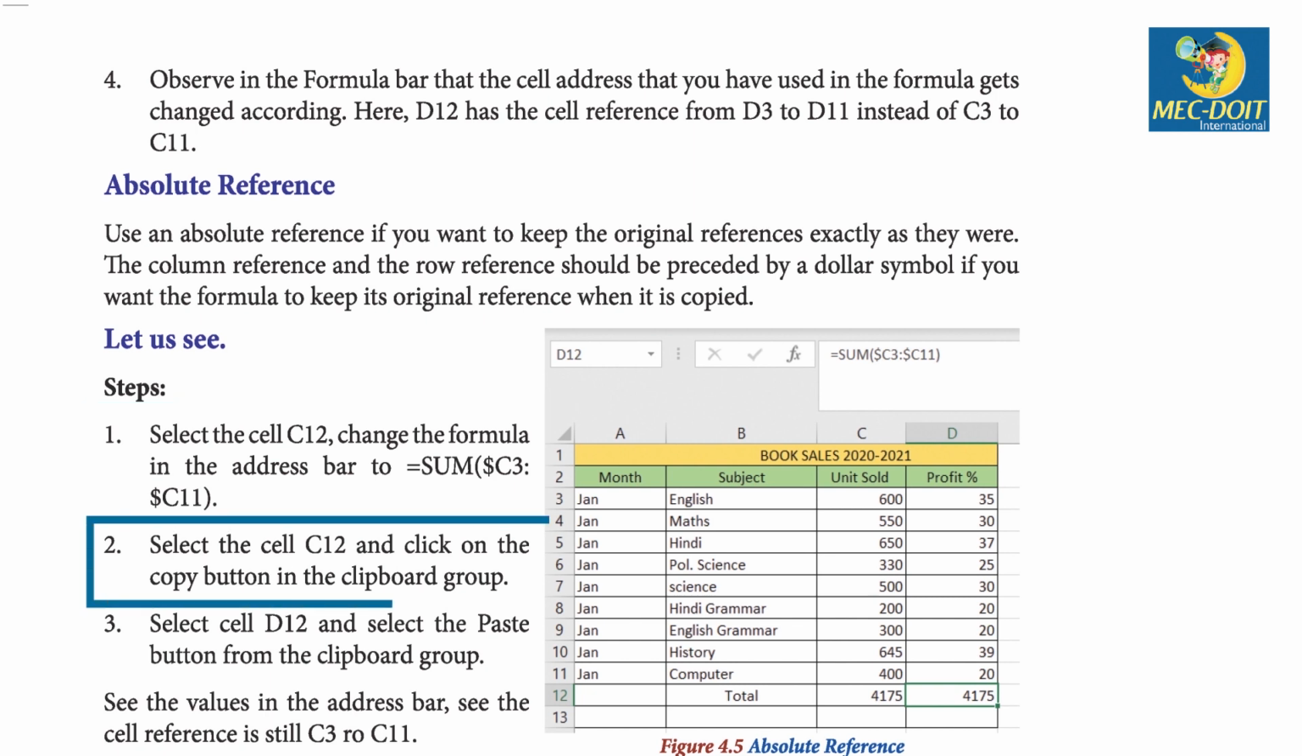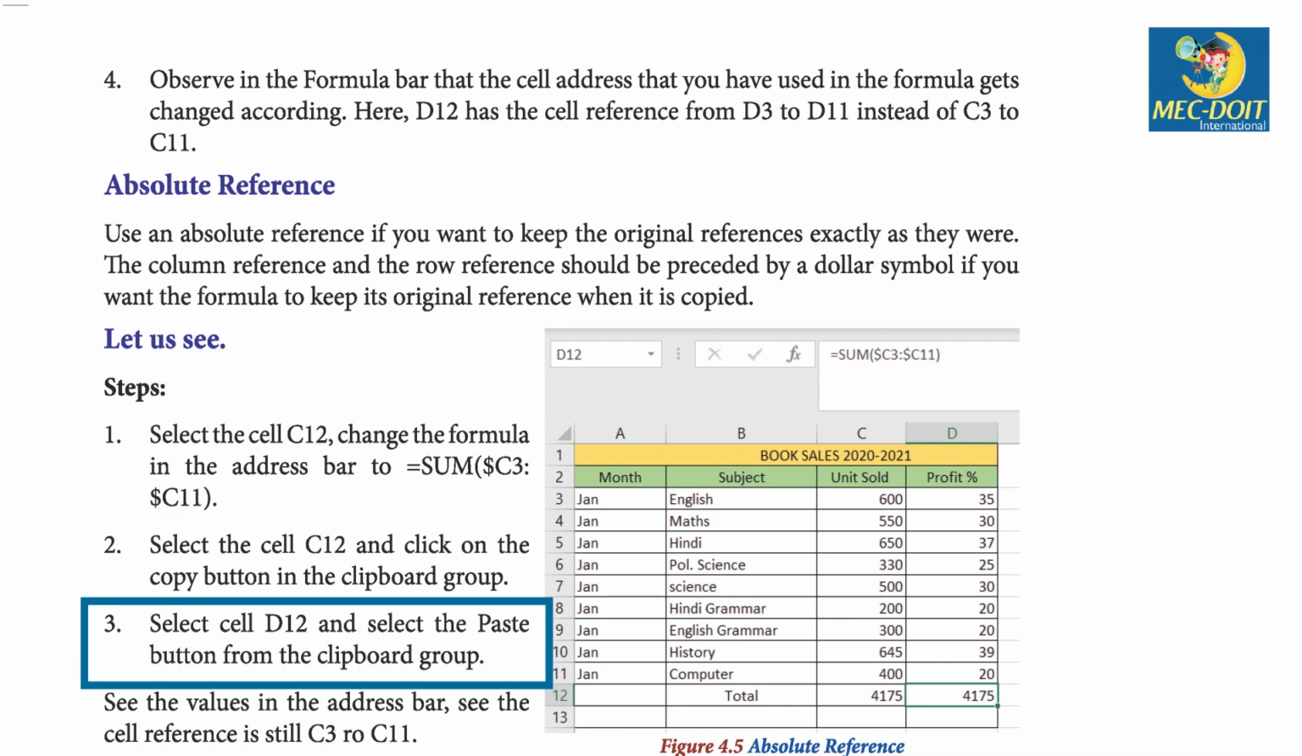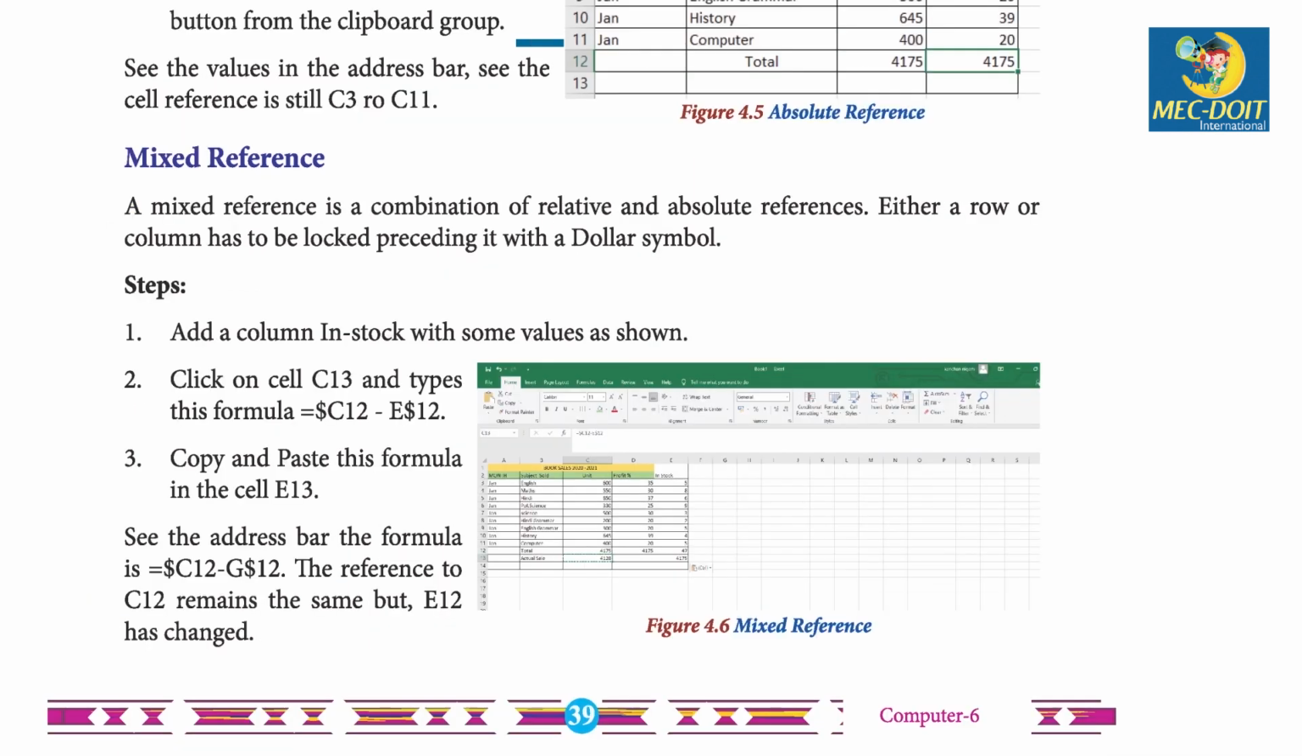2. Select the cell C12 and click on the copy button in the clipboard group. 3. Select cell D12 and select the paste button from the clipboard group. See the values in the formula bar. See, the cell reference is still C3 to C11.